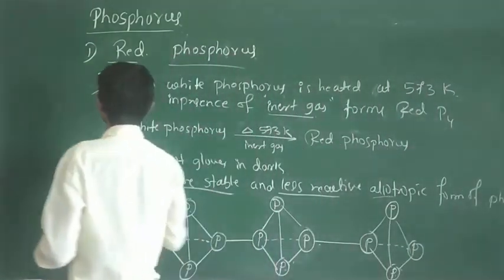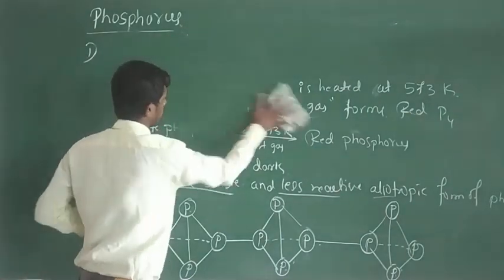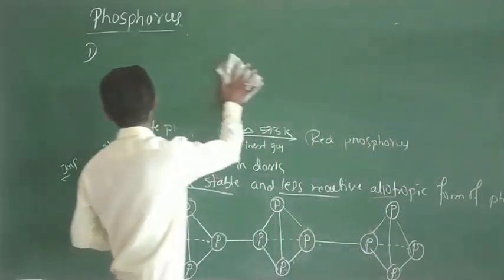Yes, next point, another allotropic form of phosphorus, that is black phosphorus.